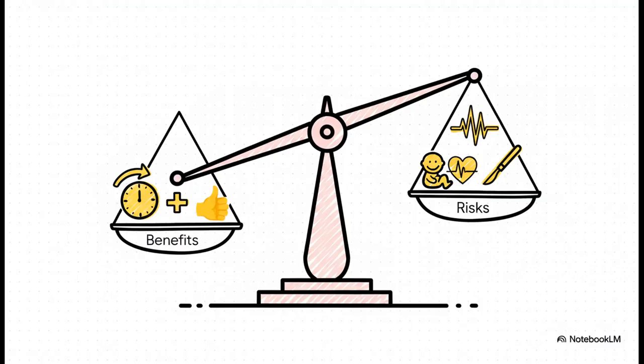The benefits are really about efficiency, getting labor started, making it stronger, and maybe even shortening the overall time until delivery. The risks are all about how the body might react. The main worry is that the contractions could become too strong or too frequent. There's a medical term for it, tachysystole, and that can put stress on the baby. And in some cases, that could lead to needing an emergency C-section.